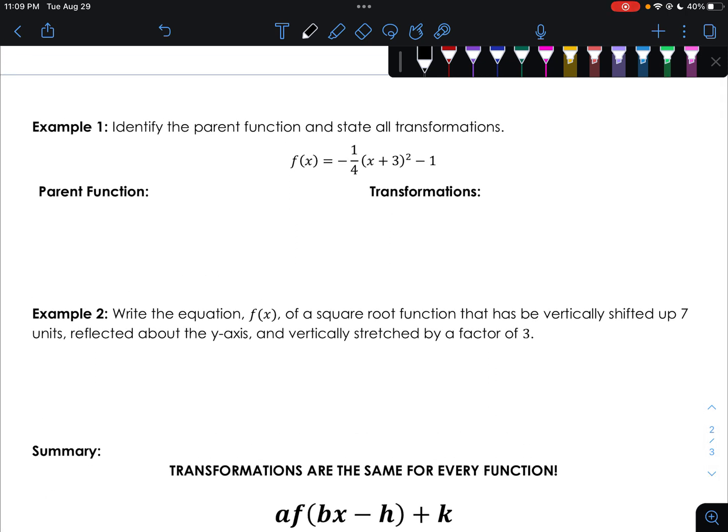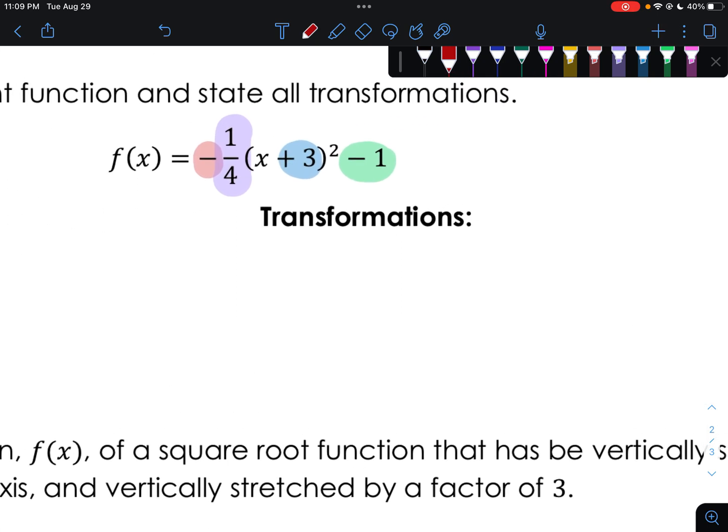So on example 1, we want to identify the parent function and state all the transformations. What I like to do is highlight each transformation that I see, and each transformation is going to have its job. It tells us how to move. Now, if I were to take off everything that I highlighted, what would we be left with? Well, that would be y equals x squared, which is the parent function. So let's take it transformation by transformation.